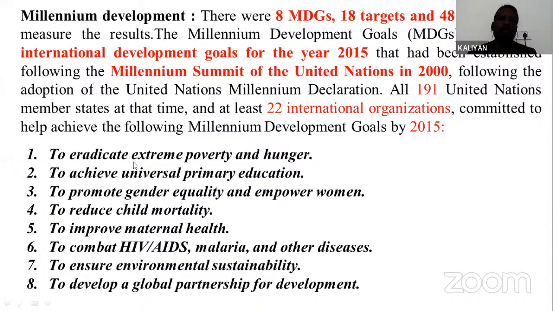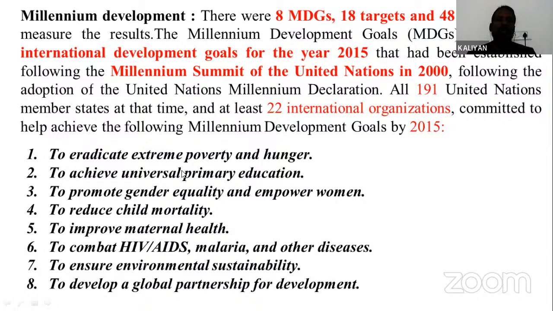One is to eradicate extreme poverty and hunger, second is to achieve universal primary education, and third is to promote gender equality and empower women. Fourth is to reduce child mortality, fifth is to improve maternal health, sixth is to combat HIV/AIDS, malaria and other diseases, and seventh is to ensure environmental sustainability. Eighth is to develop a global partnership for development.